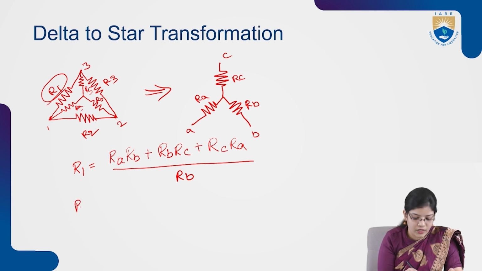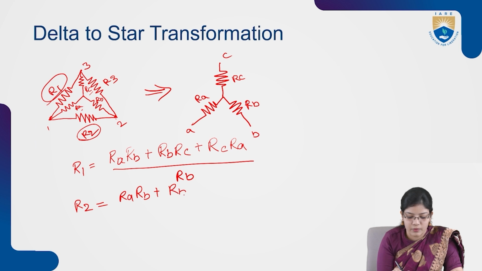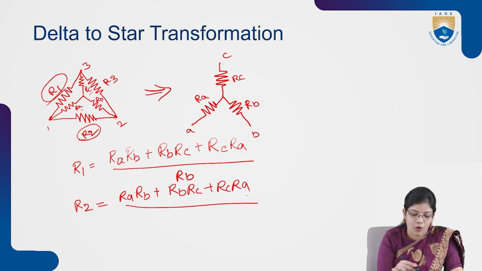In the same way, if we consider the element R2, for this R2, RA and RB are connected. Again, we need to multiply all the resistances, RB, RC plus RC, RA, and the opposite resistance will be RC.